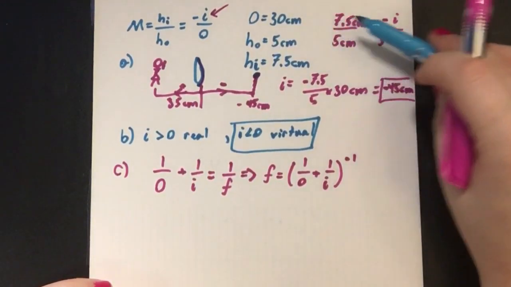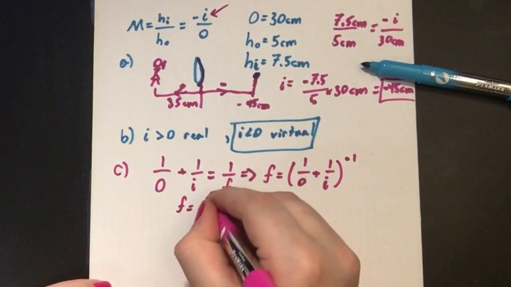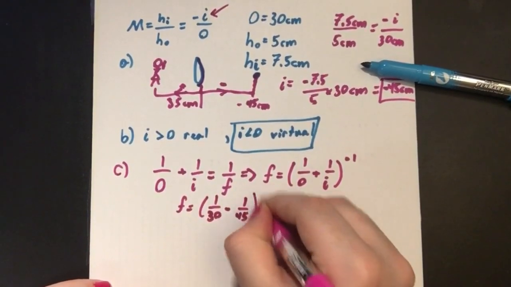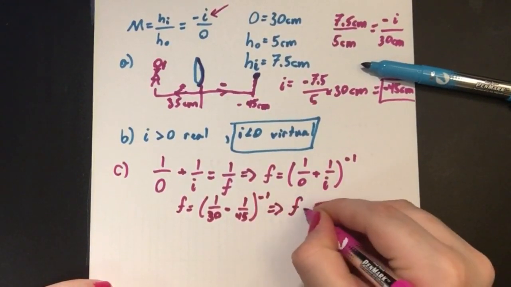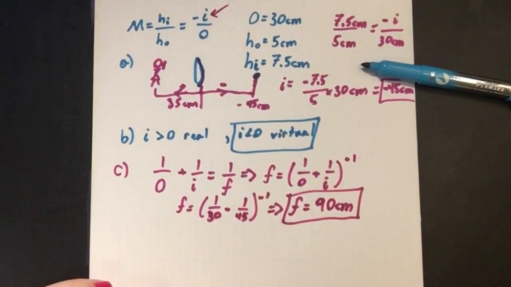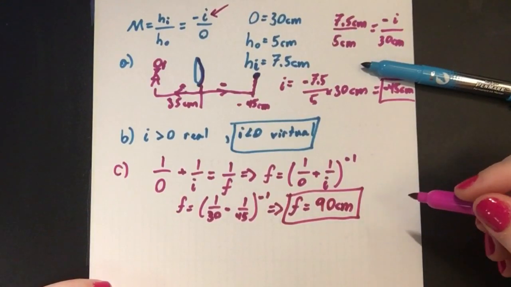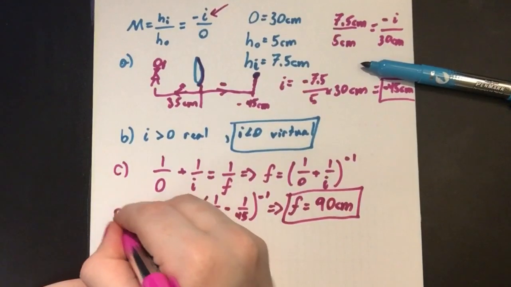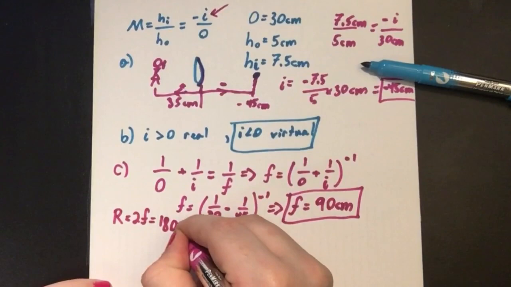If I plug in 30 centimeters and negative 45, my focal length, so 1 over 30 minus 1 over 45, all to the negative 1, ends up giving me 90 centimeters. So that is our focal length. To get our radius of curvature, we just say R equals 2 times the focal length, which is 180 centimeters.